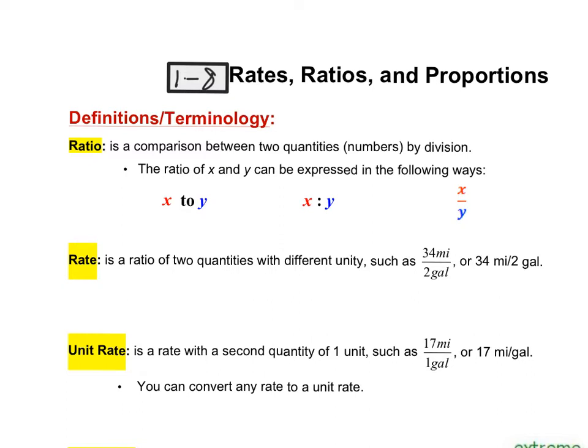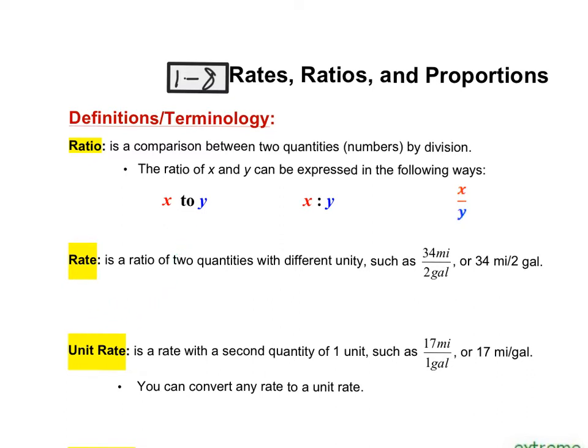A ratio can be written as a fraction, like x over y, or it can be written with a colon, x colon y, or you can say x to y, like a ratio of girls to boys or something like that.